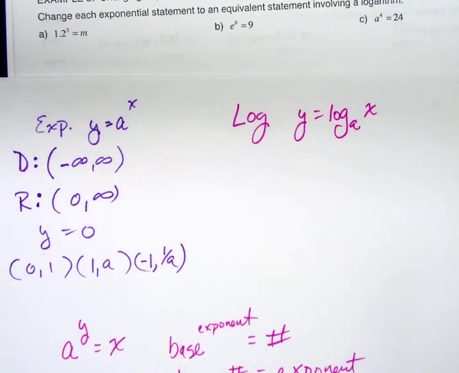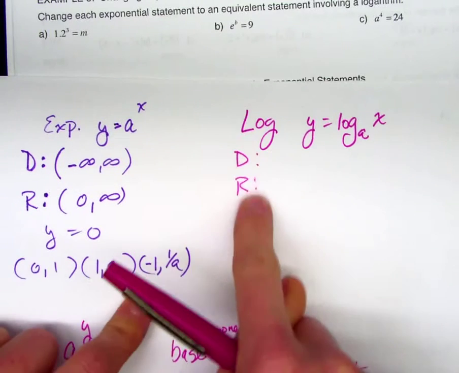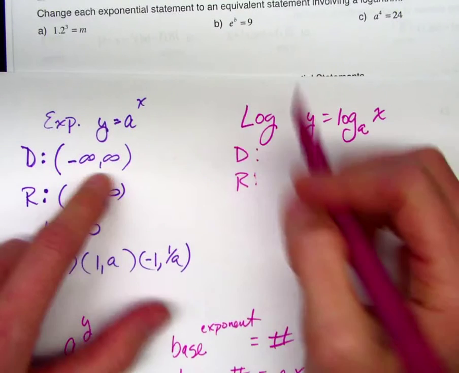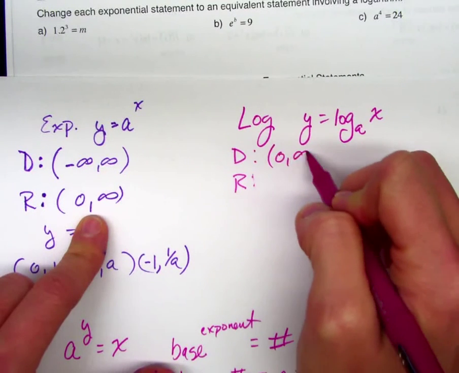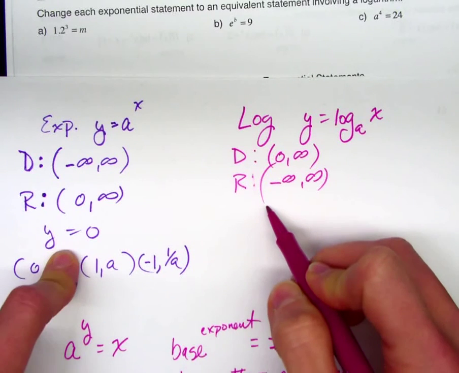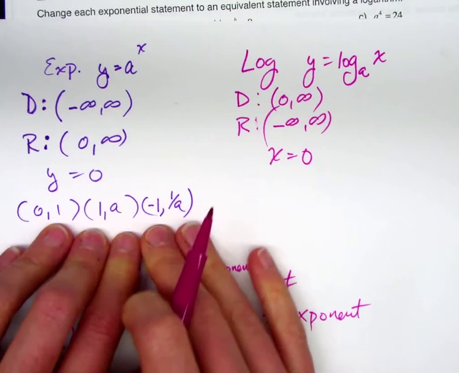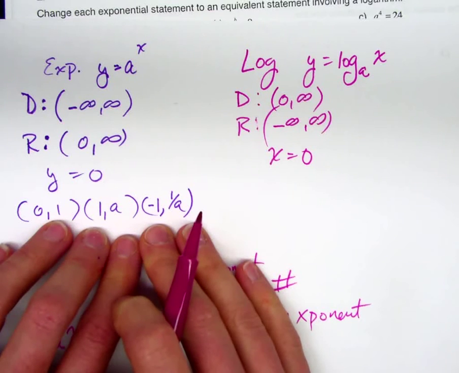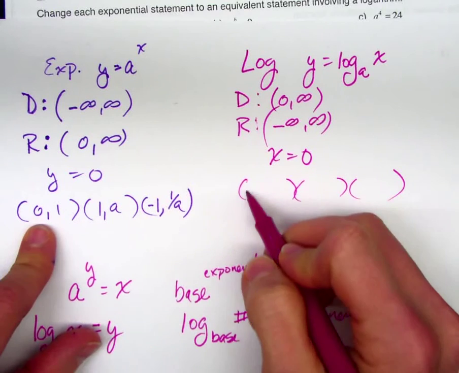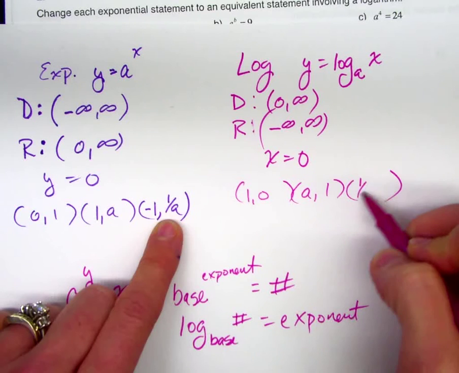Here's what else I know. I know that I have a domain and range. And how do the domain and range relate to the exponential one? Yeah, they're just switched. So this domain is now 0 to infinity, and the range is all real numbers. Instead of y equals 0, I now have x equals 0 because every x and y value switches. And instead of all these points, all I need to do is just flip them all. So instead of 0, 1, I have 1, 0. Instead of 1, a, I have a, 1. Instead of -1, 1 over a, I have 1 over a, -1.